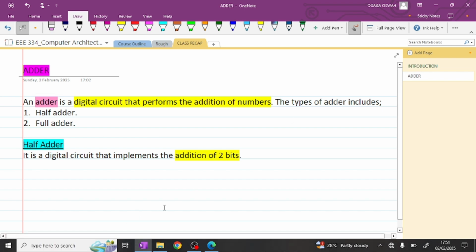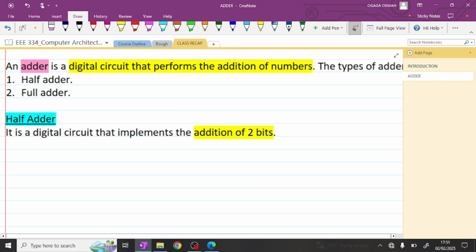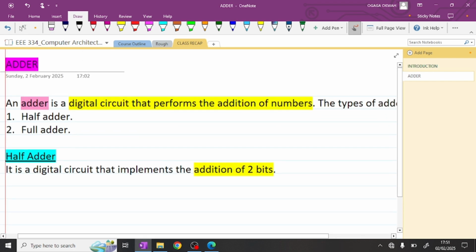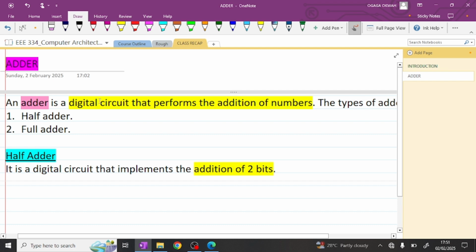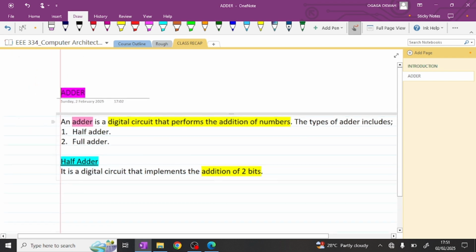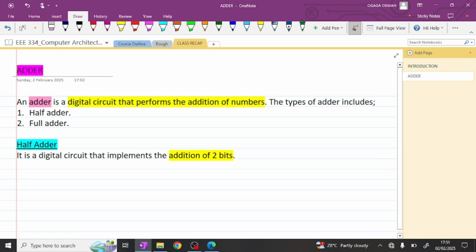What does adder mean, what are the types, how is it carried out, and how do we implement the logic circuit for it? An adder is a digital circuit that performs the addition of numbers, or the addition operation. The types of adder include the half adder and the full adder. The half adder is just a digital circuit that implements addition of 2 bits.